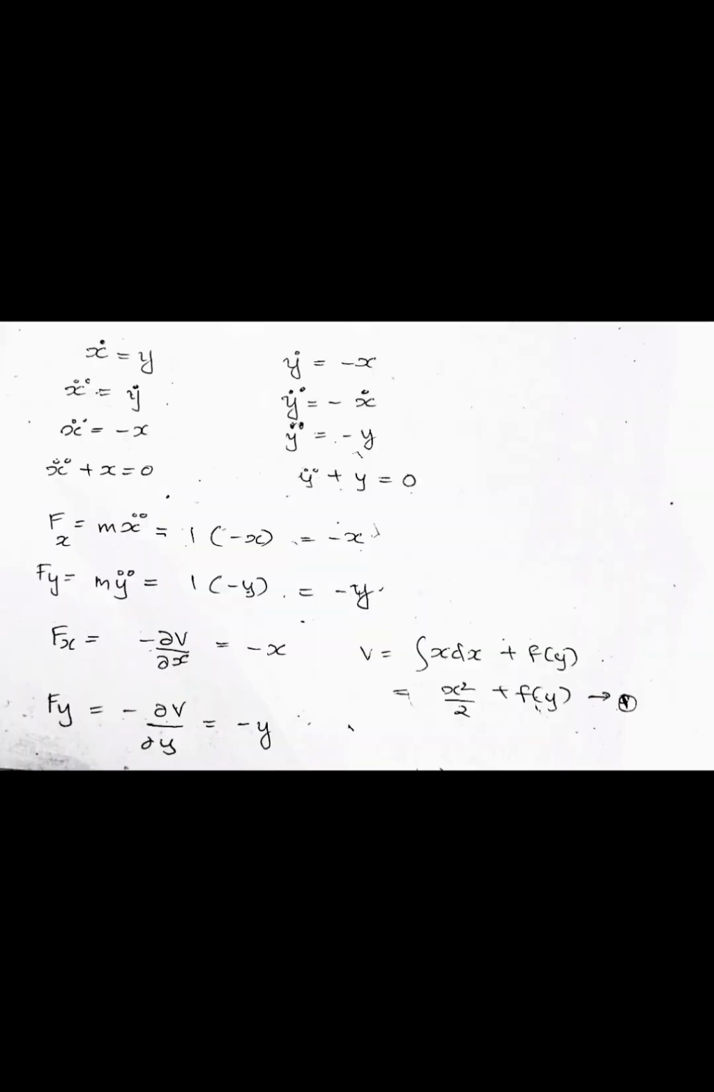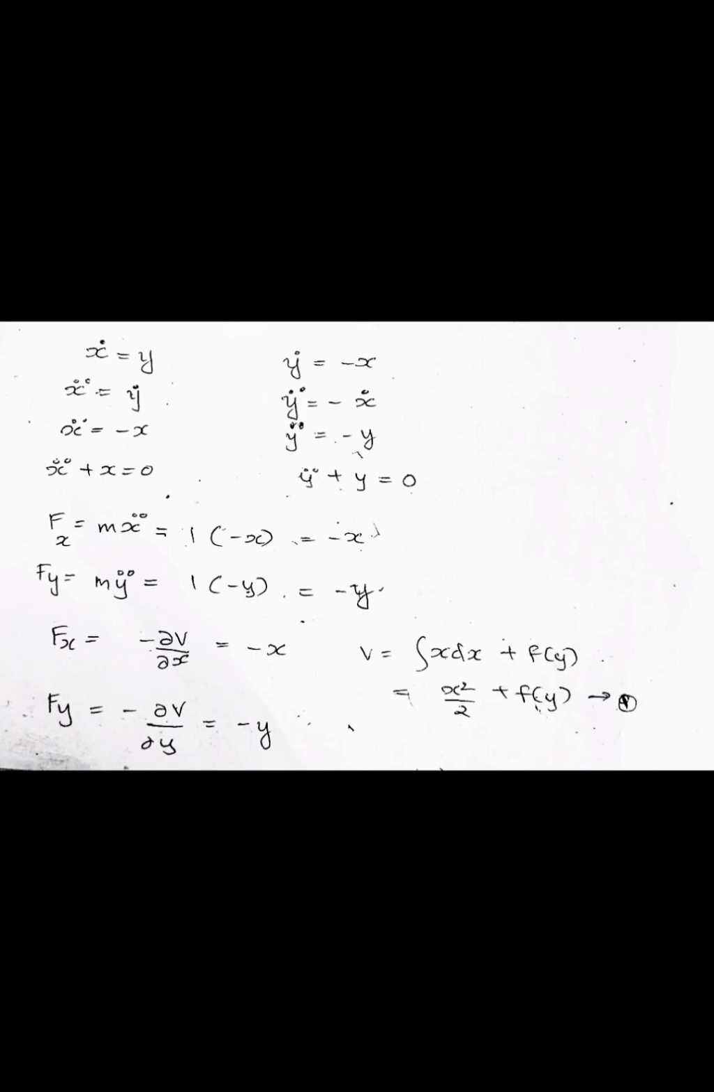The next question is: a particle of unit mass moves in the xy plane in such a way that x dot of t is equal to y of t and y dot of t is equal to minus x of t. We can conclude that it is in a conservative force field which can be derived from the potential. Here we need to find the value of V. So here we have given x dot is equal to y, y dot is equal to minus x.